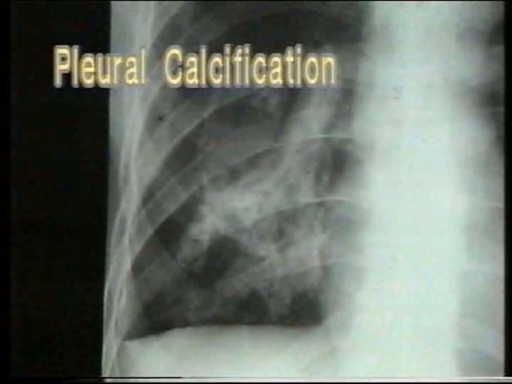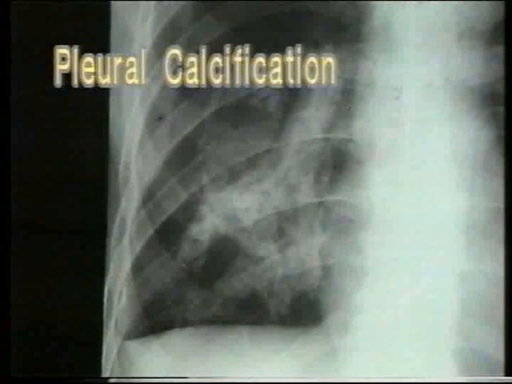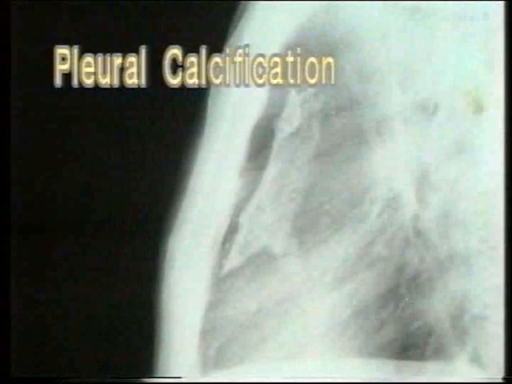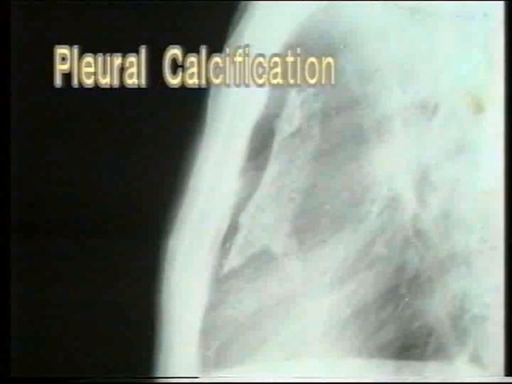Note the extremely dense shadow which is sharply defined. If there is any doubt, a lateral or a tangential X-ray should be taken. The shadow of pleural calcification is seen to lie along the chest wall.